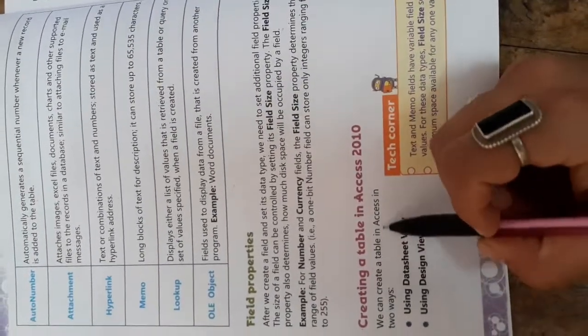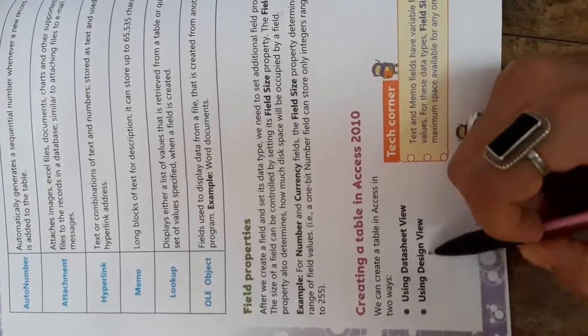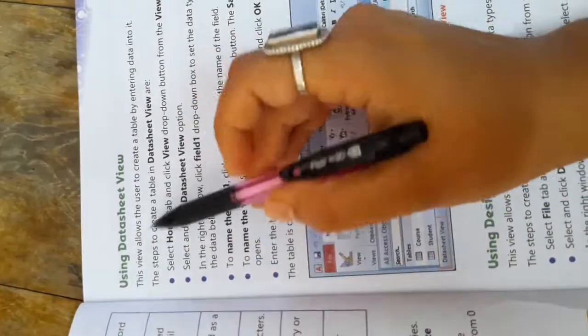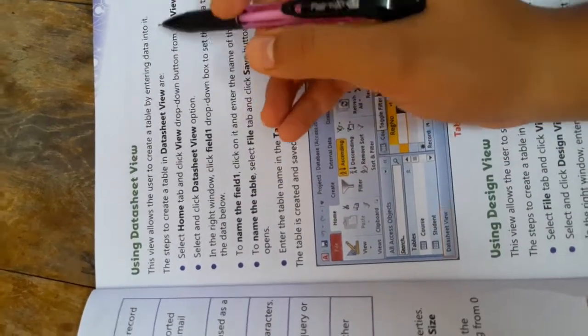Creating a table in Access 2010. We can create a table in Access in two ways: using datasheet view or using design view. First one, using datasheet view. This view allows the user to create a table by entering data into it.